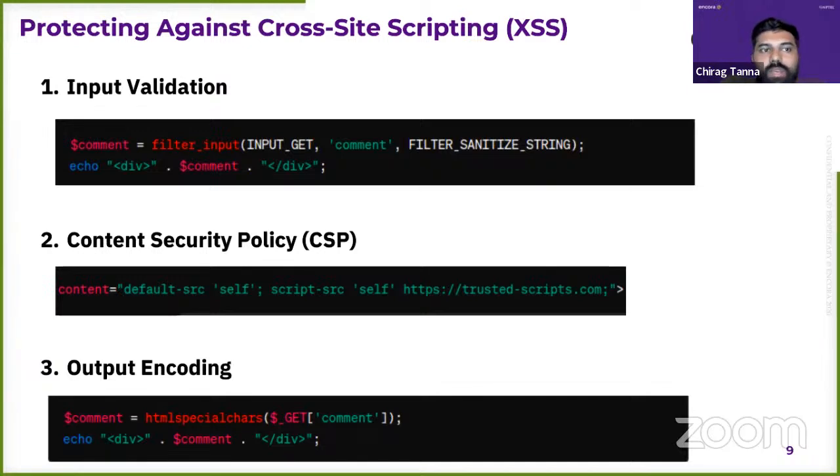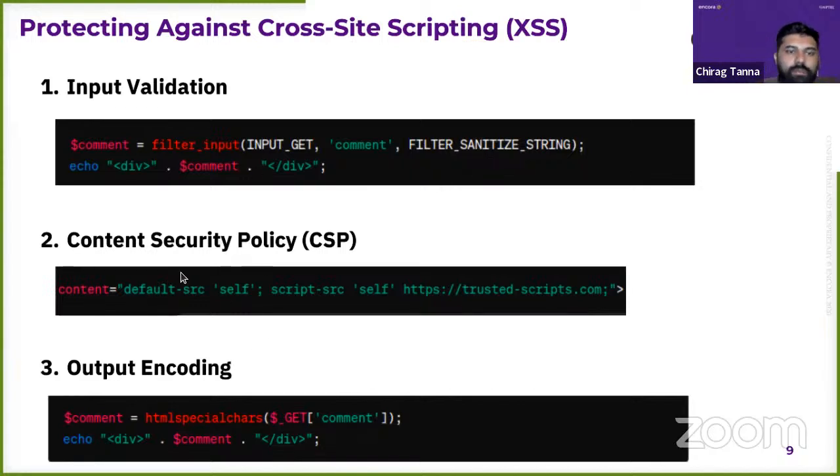So the first method is input validation. This is very simple. We just need to use the function provided by PHP, filter_input. In the first argument, we will take INPUT_GET because we are getting the comments from the user. The second argument is comment, the variable, and the third argument is FILTER_SANITIZE_STRING that we have already shown in the first protection. So now it will be sanitized using this particular function, so the script part will be removed.